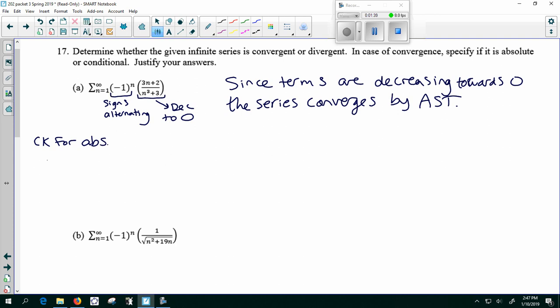So I want to look at the sum without the alternating signs, just positive terms. So I'm looking at 3n plus 2 over n cubed plus 3. I'm going to use the limit comparison test by comparing to 1 over n squared.